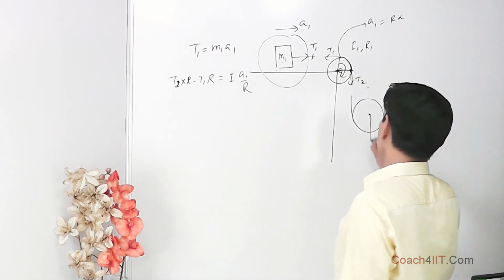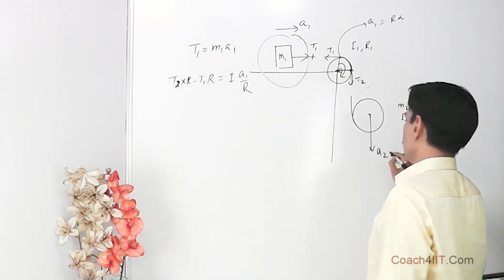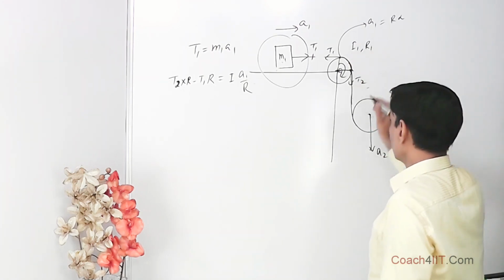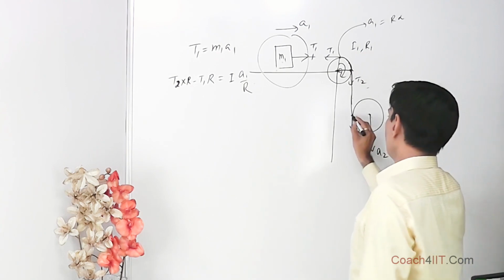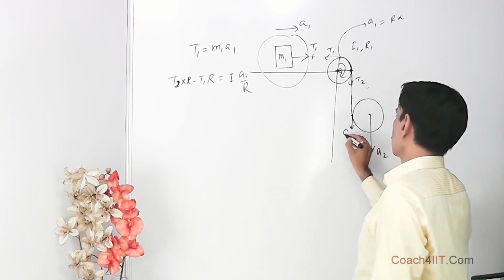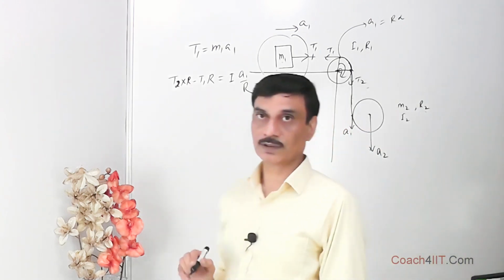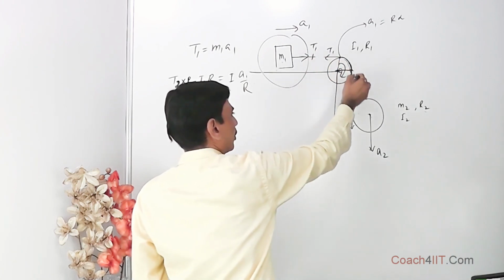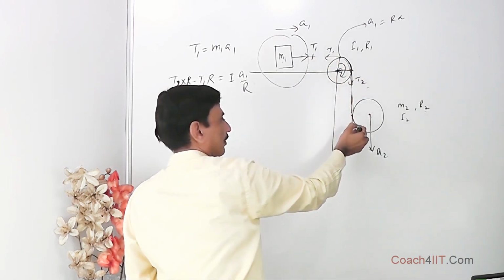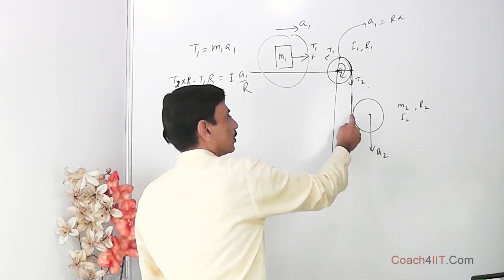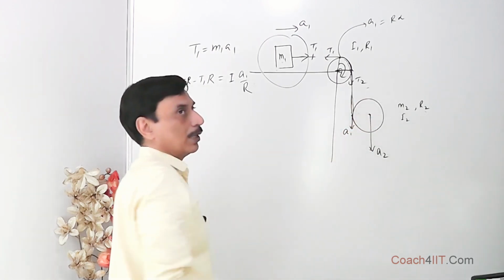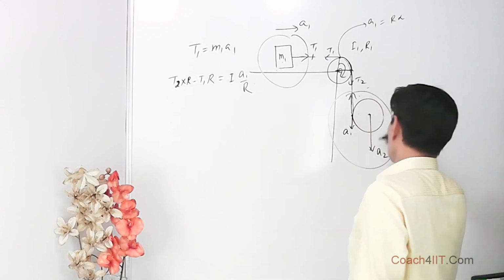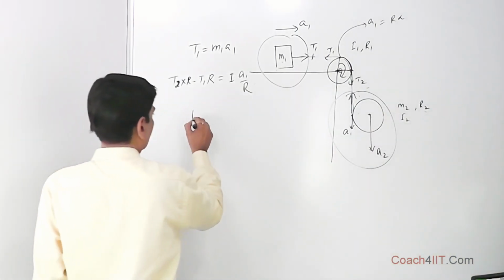Now let's say this goes with A2. The acceleration of this center of mass is A2, and this whole string has acceleration A1, so the point of contact between this and this is also going with acceleration A1. This is a point to be noted: the whole string has acceleration A1 because it is not slackened. The acceleration A2 is more than A1, and that's why this is unwinding.